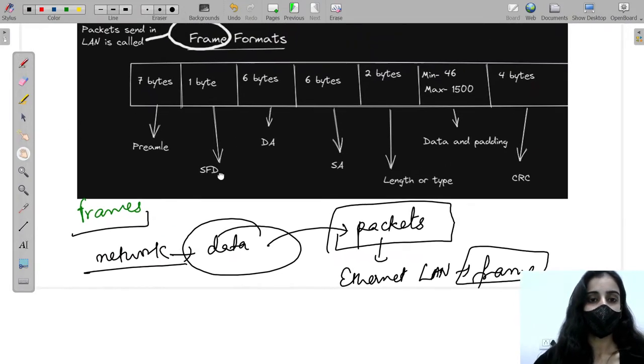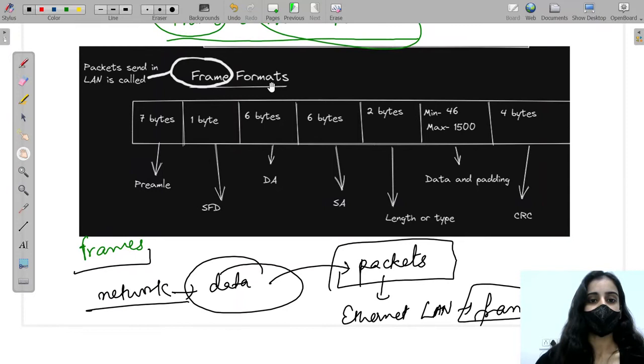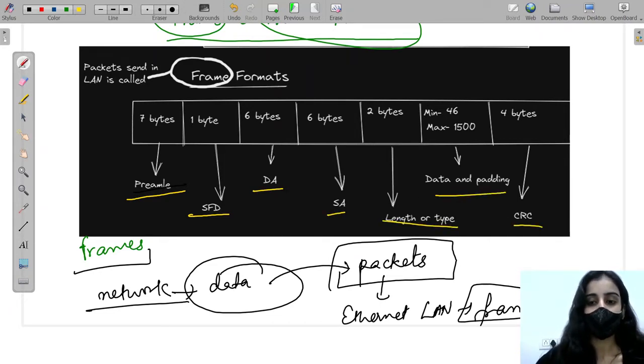For better understanding, let us first understand the format of the frame. The frame has 7 parts, as you can see in this diagram. First one is preamble, then SFD, then DA, then SA, then length or type, then data and padding, and then CRC. We are going through each of them line by line. The first one is preamble.